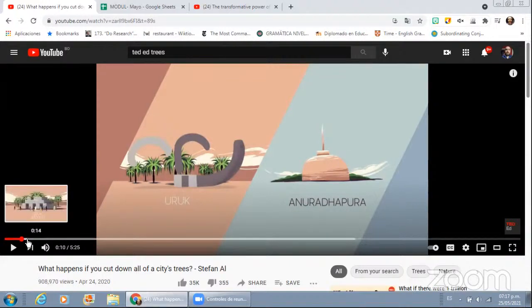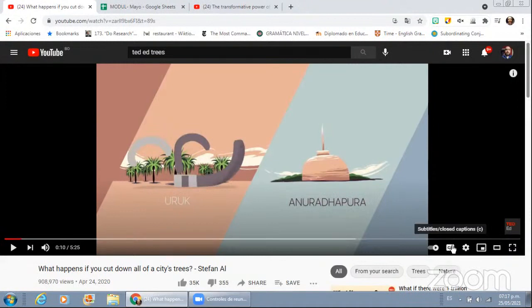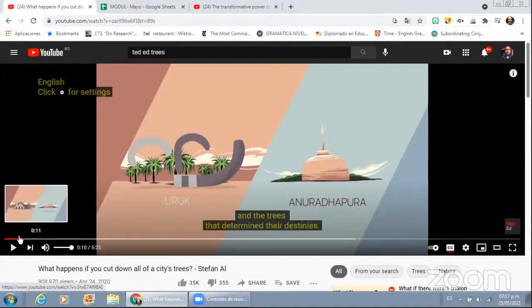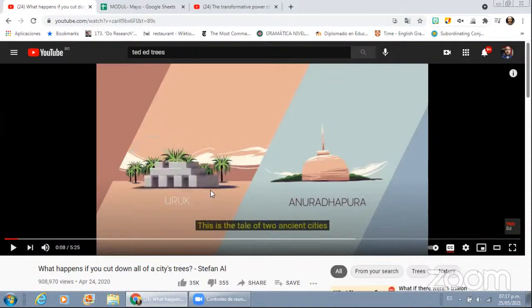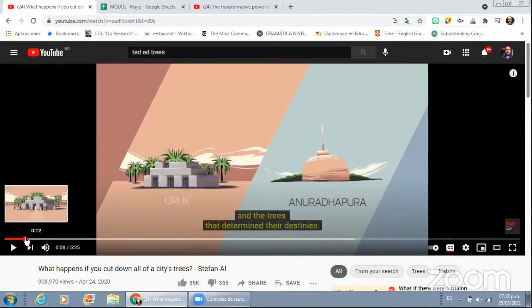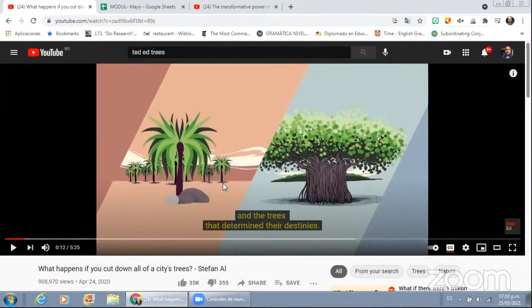But let's try to understand the details. I'm going to turn on the captions and I'm going to try to say this very briefly so that you can give me a short summary of it. So, yes, the ancient cities, Uruk and Anuradhapura, those two cities, and the trees that determined, and this is the word that you need to use, their destinies. The trees that determined their destinies.